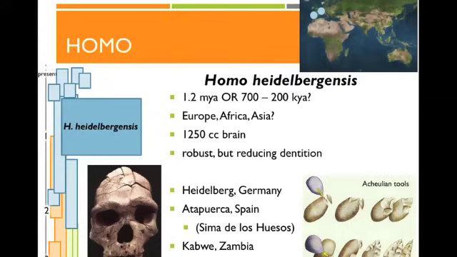The Homo heidelbergensis fossils are found in association with Acheulean tools, so these nicer stone tools like hand axes, a little bit more complex than what we see in some of the earlier African hominins.